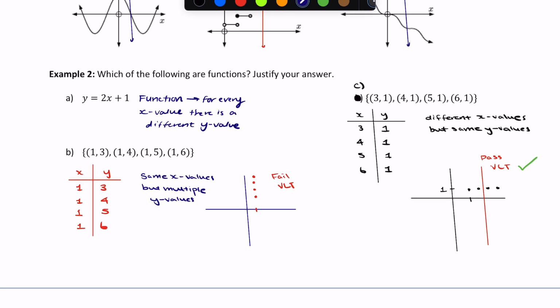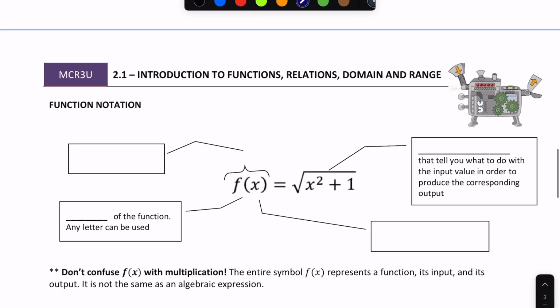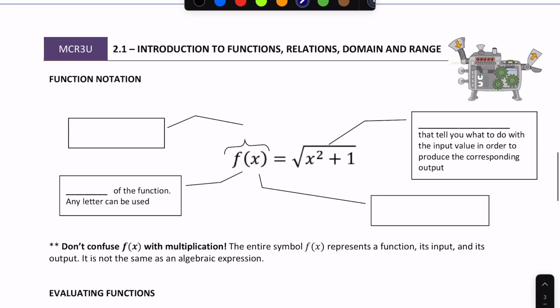And so here, again, for B, this is a relation, and for C, this is a function. And so when we continue on here, we're going to look at what is called function notation. And here, this notation might be new to some of you. It's noted as function notation, and this is f of x. That's how we say it, f of x here. And this is the output value.